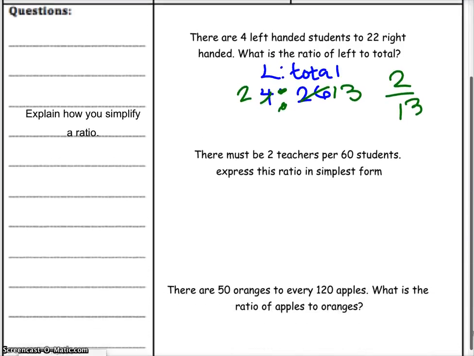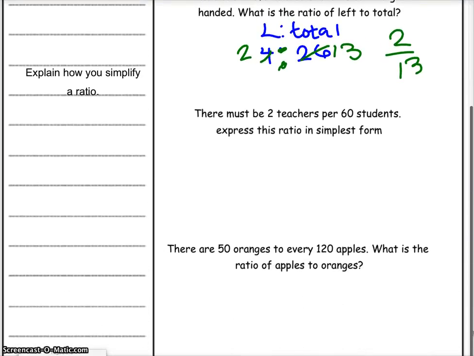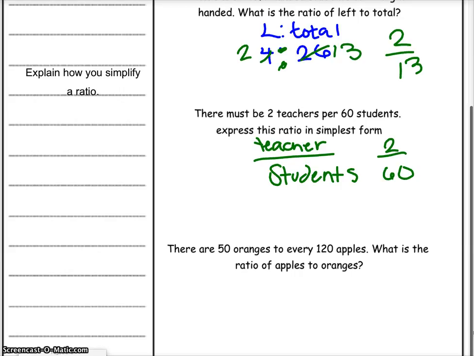There are 2 teachers per 60 kids. Express this ratio in simplest form. So I have teacher to students. So 2 teachers is to 60 students. Simplify. 1 teacher is to 30 students. 1 to 30.